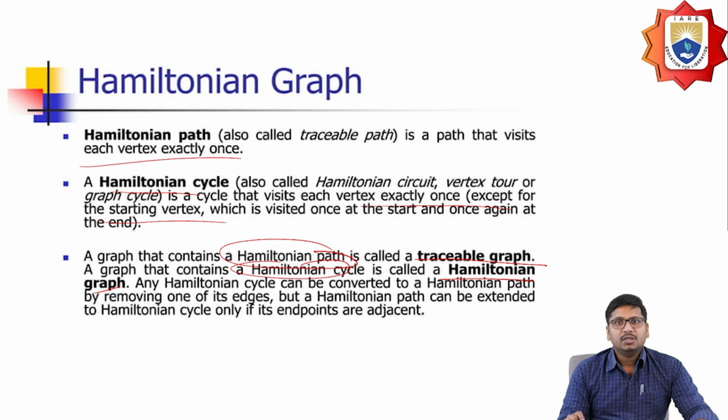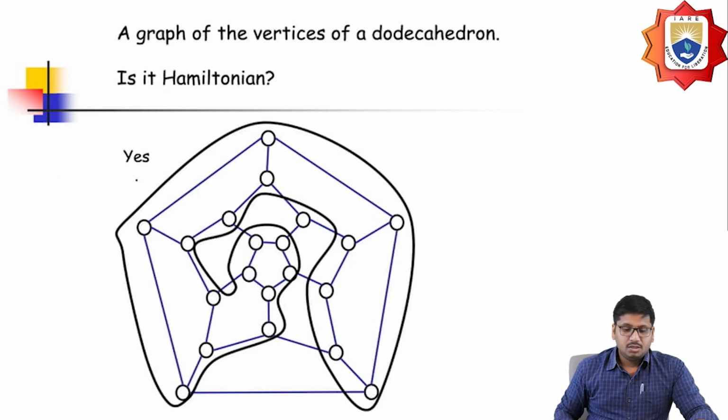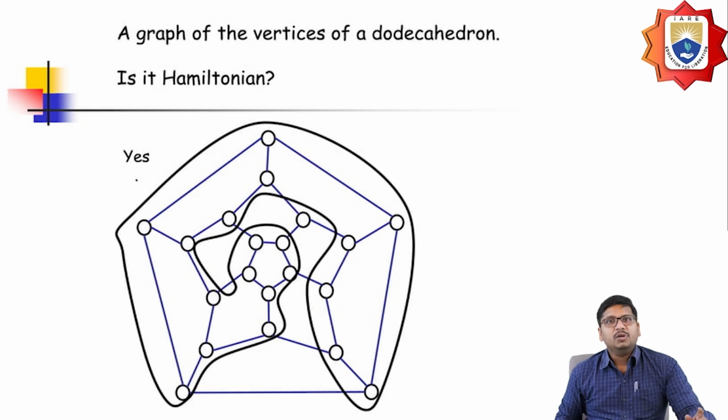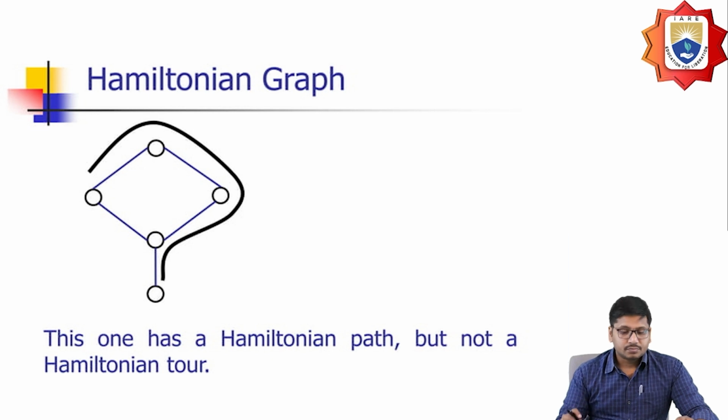So any Hamiltonian cycle can be converted into a Hamiltonian path by removing one of its edges, but a Hamiltonian path can be extended to a Hamiltonian cycle if its endpoints are adjacent. So the graph of vertices of a tetrahedron, is it Hamiltonian or not? So that is what I have to solve. Is this one Hamiltonian? Yes, this one is a Hamiltonian graph. Normally this graph has a Hamiltonian path but not a Hamiltonian tour. So that is the thing we have to remember in a Hamiltonian graph.